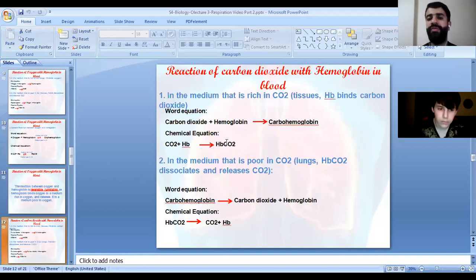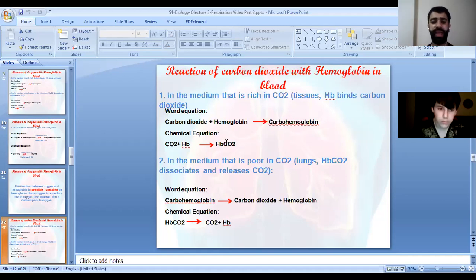Now let's move to the reaction between carbon dioxide and hemoglobin. We have the medium that's rich and also the medium that's poor. The medium that's rich in CO2 is the tissues. So hemoglobin can bind carbon dioxide. The word equation is carbon dioxide binding to hemoglobin to give carbohemoglobin, HbCO2. Whenever we have a medium rich in CO2, we have to store the CO2.